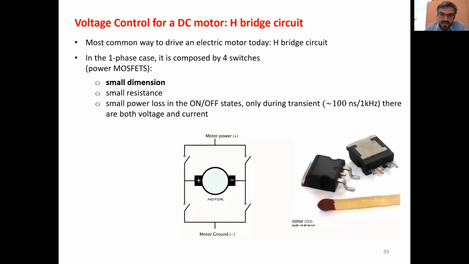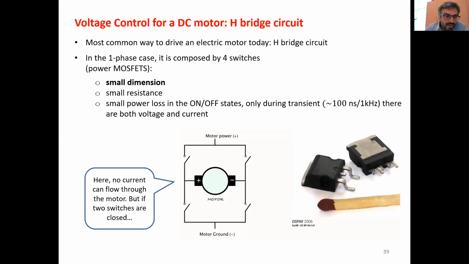And this is the schematic of the H-bridge circuit. And we see here that we have no current through the motor, but if we close these two, for example, switches, MOSFETs, or these other two, we have a current flow going in one direction or in the other direction through the motor.